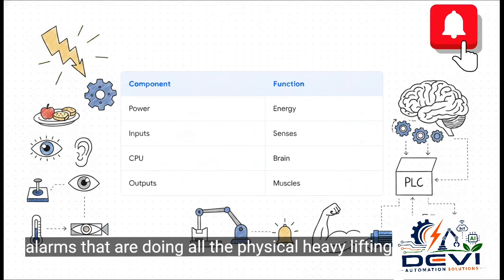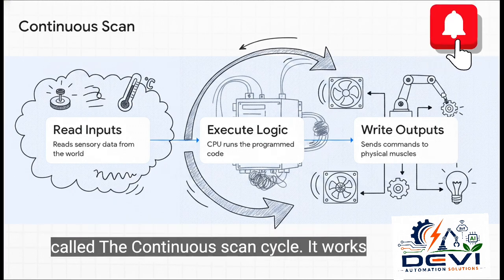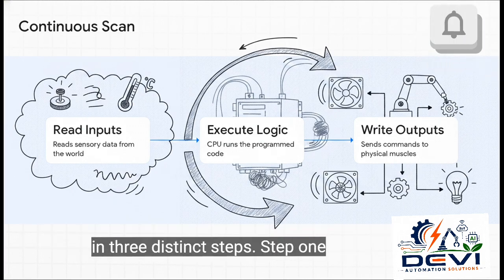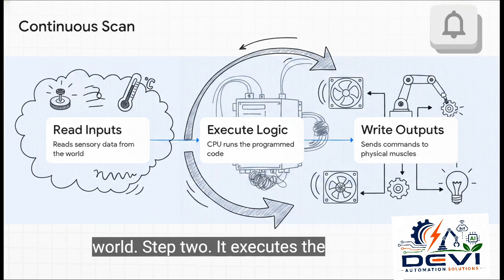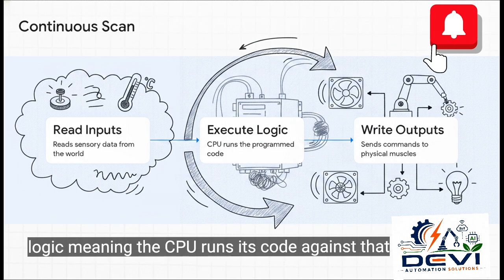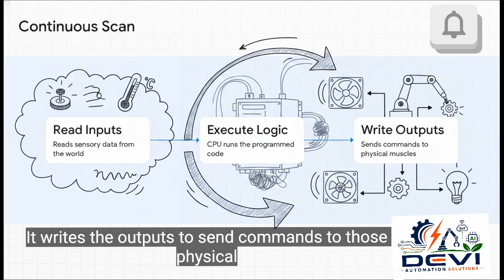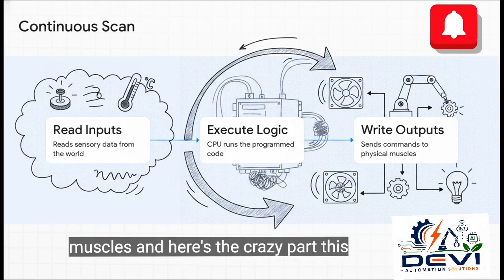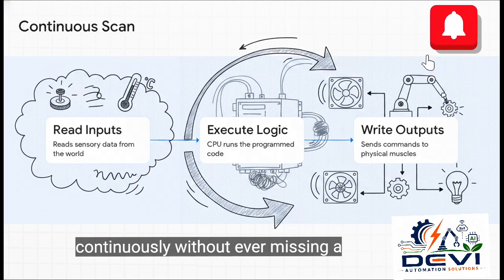Now, all these components communicate through what's called the continuous scan cycle. It works in 3 distinct steps. Step 1, it reads the inputs to get a snapshot of the real world. Step 2, it executes the logic, meaning the CPU runs its code against that exact snapshot it just took. And step 3, it writes the outputs to send commands to those physical muscles. And here's the crazy part. This loop repeats thousands of times a second, continuously without ever missing a beat.